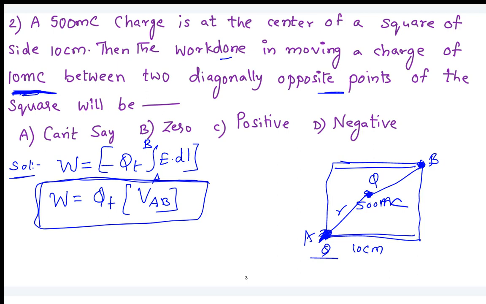So if you are at the same potential, you need not do any work, right? So that's what it says. Both are at the same potential, so the potential difference will be 0. So the work done will be straight away 0. Understood? Is it clear for everyone?